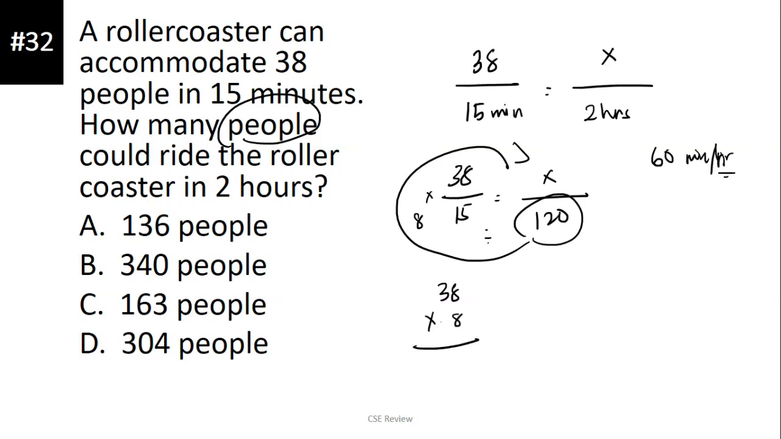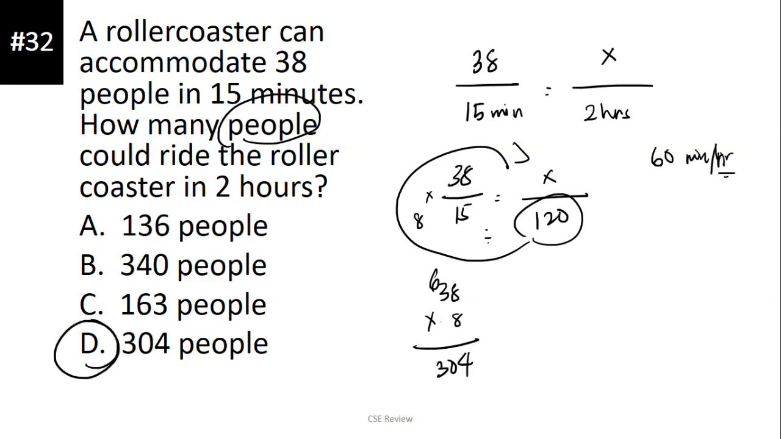Okay, so 8 times 8 is 64. 64. 34 plus 6 is 30. So, it's going to give us 304 people.